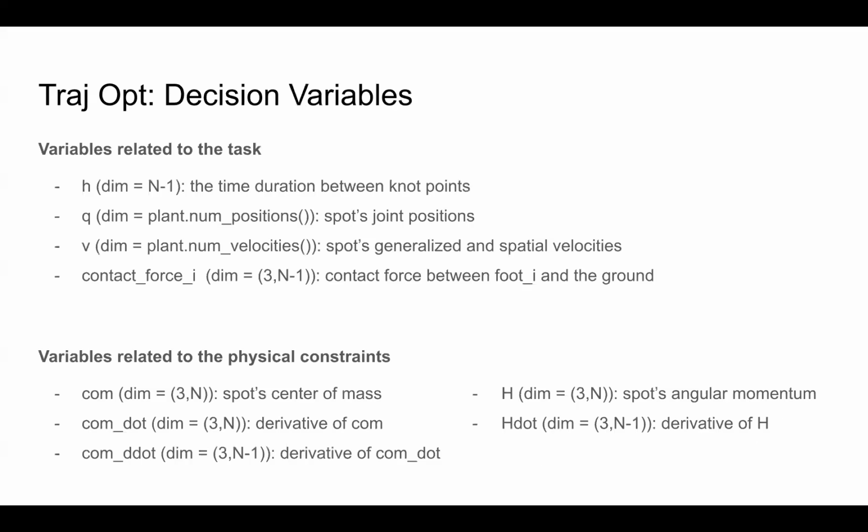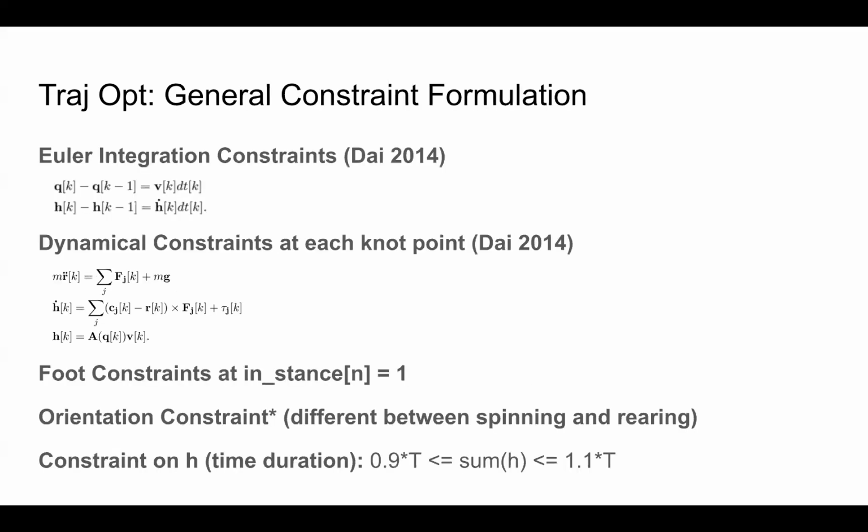For our decision variables, we can break it up into 2 different groups. The first group are variables directly related to the task, which are the time duration between knot points, the joint positions of Spot, the generalized velocities, and the contact force between the foot and the ground. For the physical constraints, these also include the ones before, but more specifically, we have the center of mass of Spot with its derivative and acceleration, and Spot's angular momentum with its derivative.